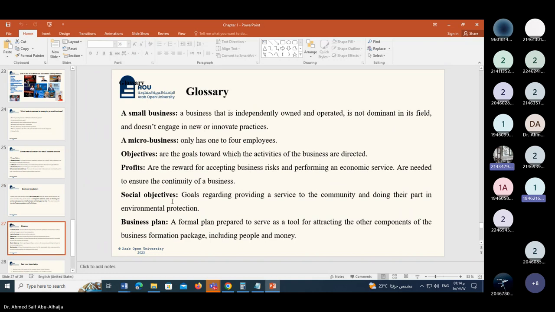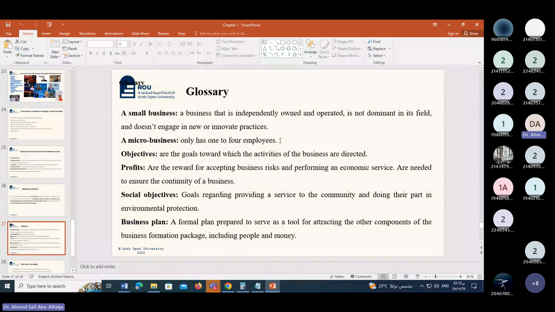Yes, clear. Here we have the glossaries, meaning important definitions. What does small business mean? We explained previously. What does micro business mean? It only has one to four employees. So if the business has one to four employees, it's called what? Micro business. Let me try to give you how the question could come.